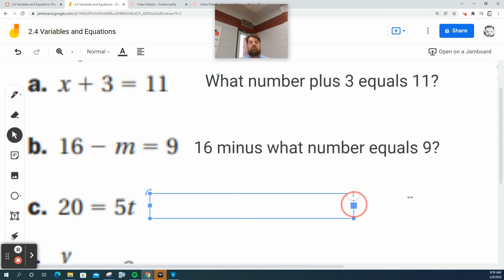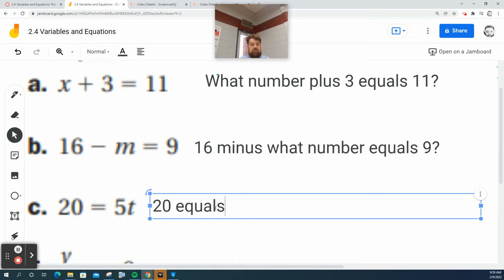All right, so now for this one, how do I write this? 5 times a number equals 20. But we want it to look exactly how we have it. So could I reword it? Could I say like 20 equals 5 times a number? Actually, we want it in the form of a question. So I'm going to say times what number?